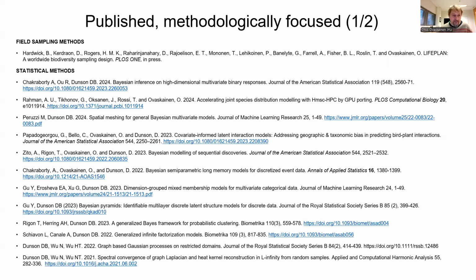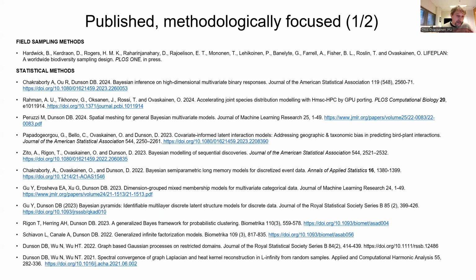I'm not going to read through all the papers here, but let's just look at the categories. First we have the field sampling methods, and we are very happy that now this sampling protocol, the LIFEPLAN sampling protocol, has been published or is in press at the moment in PLOS ONE. That simply describes how LIFEPLAN sampling is conducted, and I think that's a very useful reference for all of us.